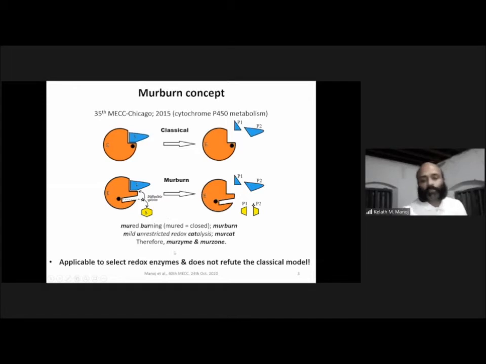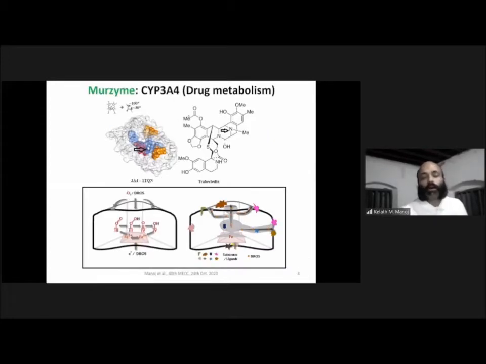Let me give a disclaimer at the outset. We are not opposing the classical mechanisms on a blanket basis, but this is about how certain redox enzymes work, only a certain class of redox enzymes. To start off, let's see how the Murzyme CYP3A4, one of the most prolific enzymes known in the liver metabolic system, deals with drugs and xenobiotics.